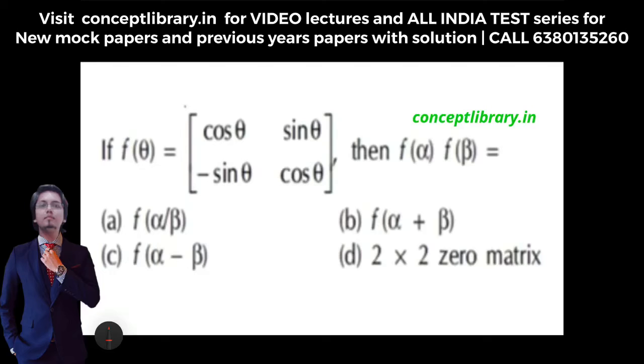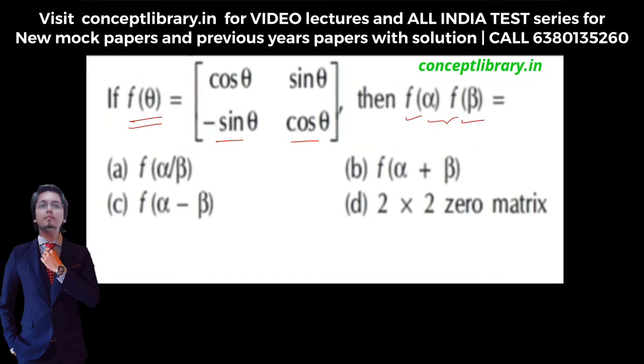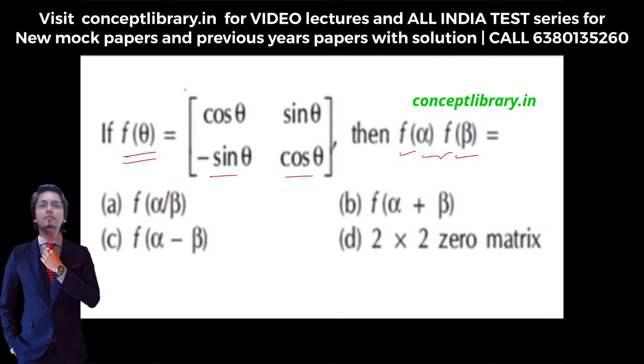So this question is actually quite easy because f theta is given here as the matrix cos theta, sin theta, minus sin theta and cos theta, and we have to find out f alpha and f beta. So we have to multiply both the functions. We can do this very easily by creating two different matrices. So let's see how we can do this.